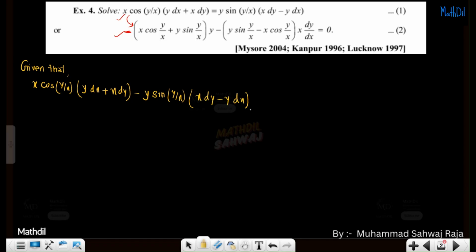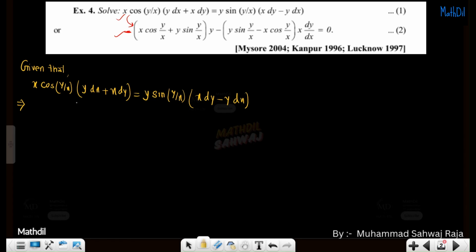At first we have to write what is given: x cos(y/x) into (y dx + x dy) minus y sin(y/x) into (x dy minus y dx), equal to zero. So this is my given equation. Now what can we do? Just do the simplification as usual.